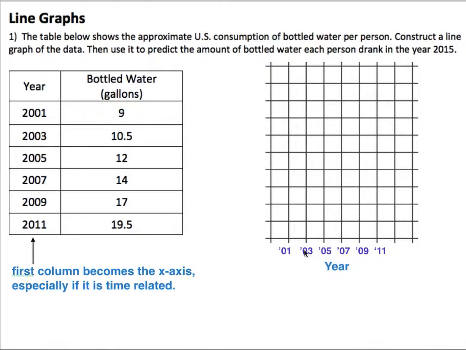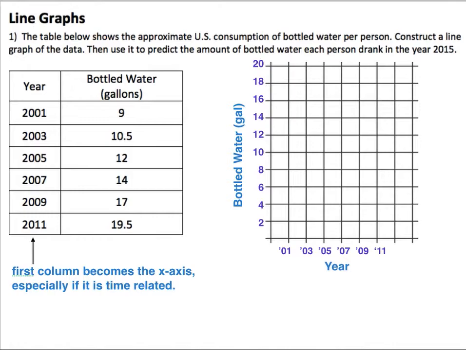Now, it's also important that you don't only write in the numbers themselves to show what the grid marks stand for. You also label it years or year. If you don't label it, people don't know what the numbers are. So label the x-axis according to the title of the first column and label the y-axis according to the title of the second column. So the y-axis numbers will be measuring gallons of bottled water.